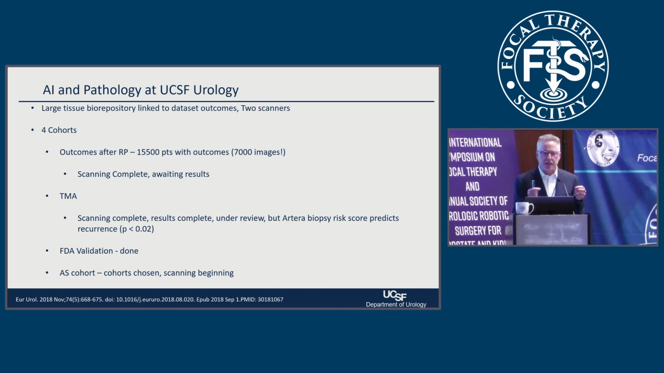Now, this was on a TMA, not the biopsy, but I can tell you that even though it's under review and I have a meeting set up when I get back, the Artera biopsy score does predict recurrence and development of metastases. The FDA validation cohort has been done, and now we've chosen a large active surveillance cohort, really targeting adverse outcomes. So of those on surveillance who progress, about 80% do so marginally, about 20% do so significantly, and actually we picked a cohort of about 800 patients and we started to scan them.